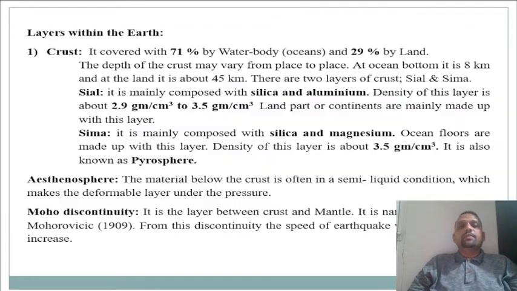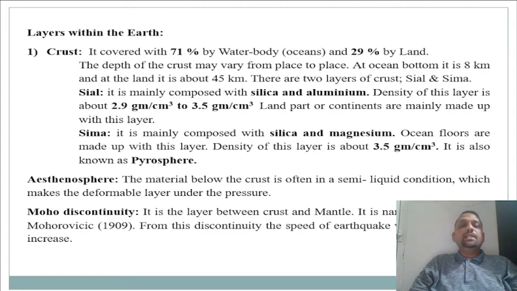Now we are going to be introduced to the layers of the Earth. First one, the crust. It is covered 71% by water bodies, that means oceans, and 29% by land. The depth of the crust may vary from place to place. At the ocean bottom it is 8 km and on land it is about 45 km. There are two layers of the crust, Sial and Sima. So what is meant by Sial? It is mainly composed of silica and aluminium. That's why it is called Sial.